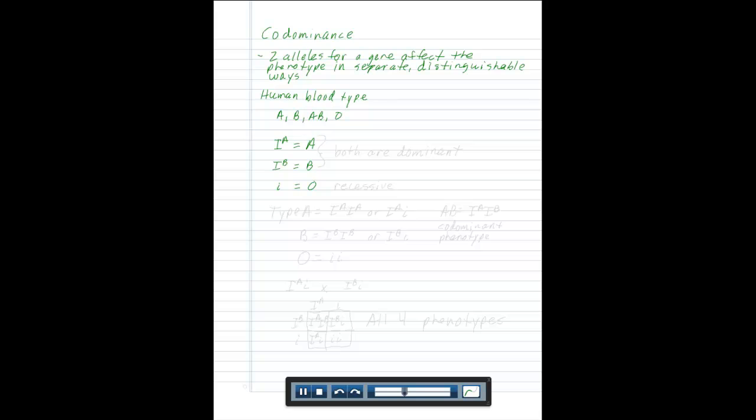allele. What is different here from other inheritance patterns is that both the IA and the IB alleles are dominant. Okay? Both of these alleles are dominant. Now, how that expresses in the phenotype is different than what we've seen before. If an individual is type A blood, their genotype can be big IA, or big IA, little i. That is because the little i is recessive.